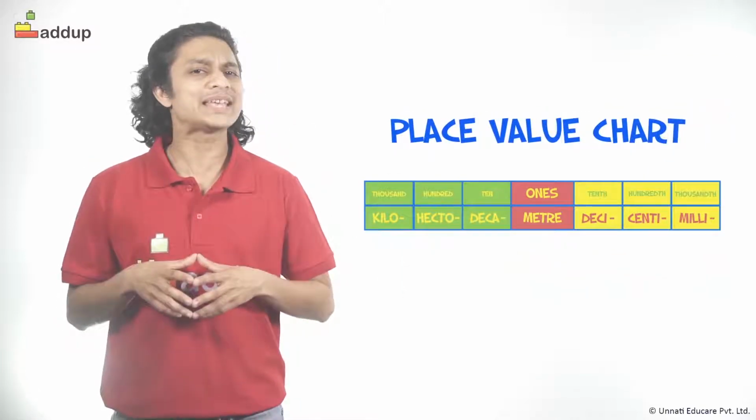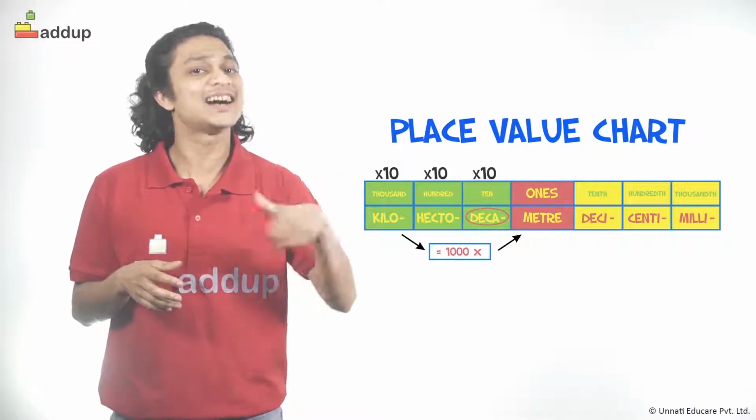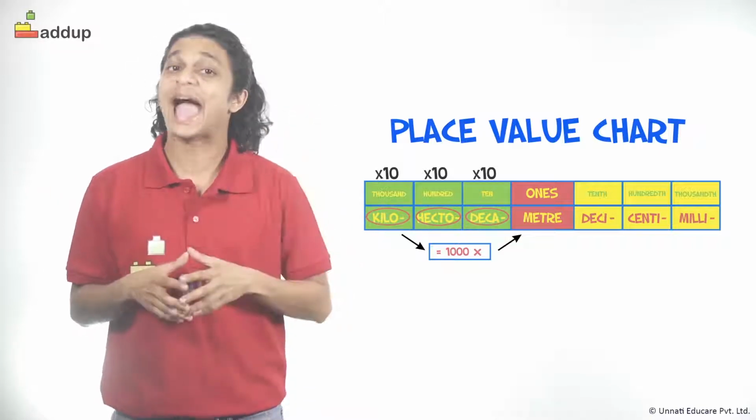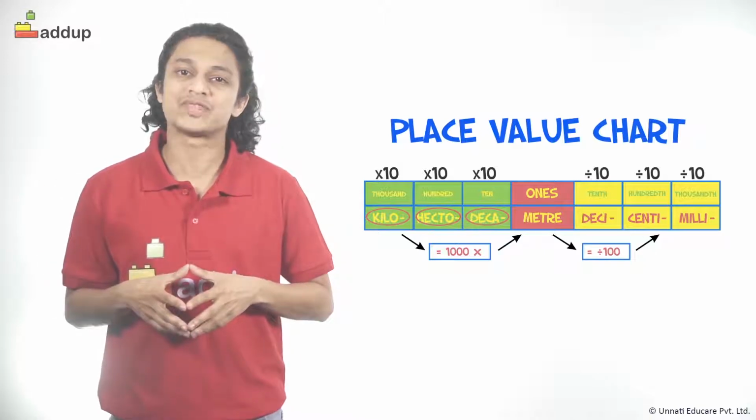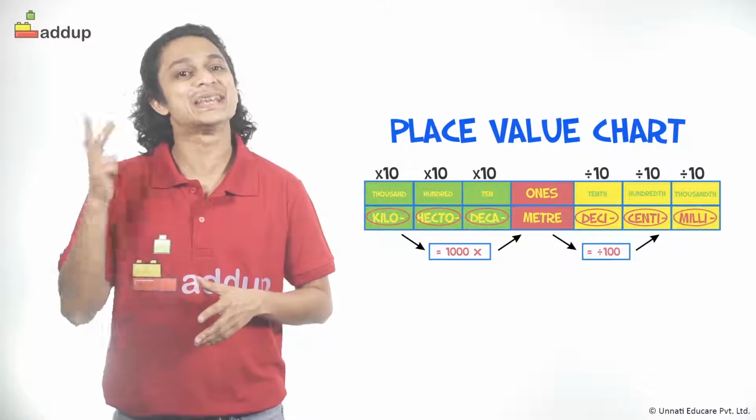We multiply the base unit by multiples of 10 to get larger units like deca, hecto, and kilo. And we divide it by multiples of 10 to get smaller ones like deci, centi, and milli.